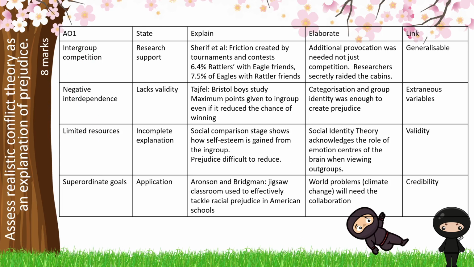How are we going to put this all together then in an 8-mark question? Well, your revision map should look like this. So we're connecting our AO1 with our AO3 in an interwoven response to develop those logical chains of reasoning. So intergroup competition, we're connecting with research support from Sherif et al. We're demonstrating our detailed and thorough knowledge by giving the specific percentages for the findings.